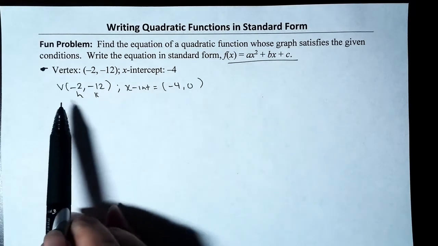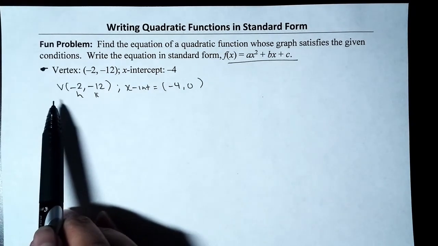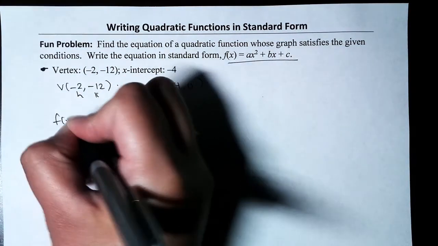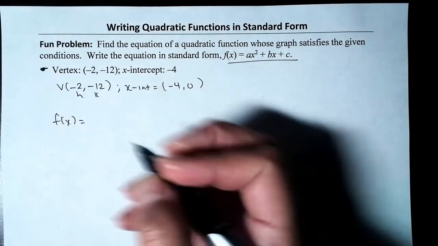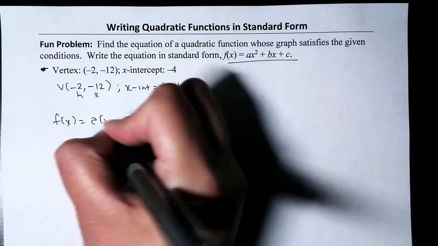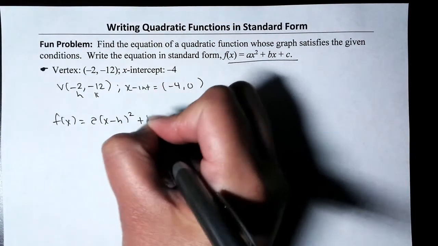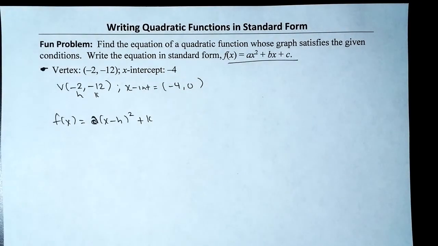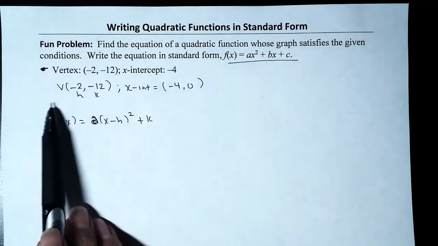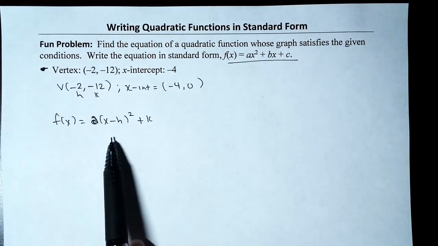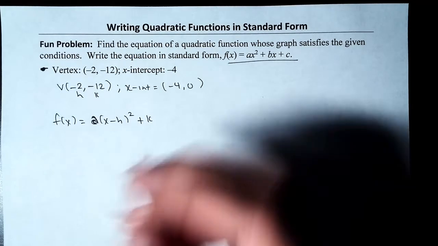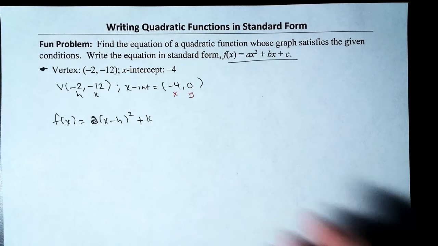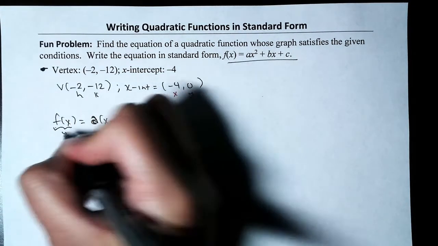Okay, so because they give us the vertex, we're going to go ahead and write the vertex form of a quadratic function. A quadratic function is said to be in vertex form if it looks like this: a times the square of x minus h, plus k. Okay, so we're going to plug in what we can. We're going to plug in the coordinates of the vertex and then the coordinates of this ordered pair, which is the x-intercept. Okay, so we have f of x, which is just another name for y.